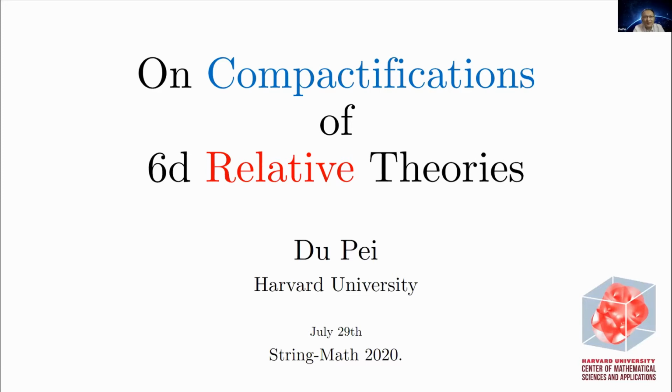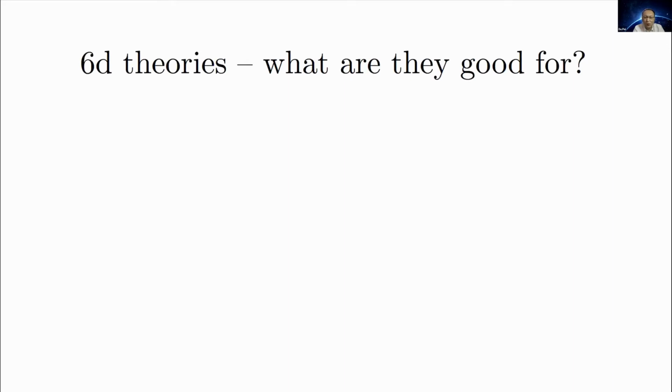So let me start by telling you a little bit about why one would be interested in 6D theories and what one hopes to achieve by studying their compactifications. So for physicists, this class of theories are very interesting because they have unique physical properties and also because they play a special role in string theory and M theory. On the other hand, for mathematicians, this class of theory are interesting because they are usually very good at uncovering hidden connections between different subjects in mathematics.